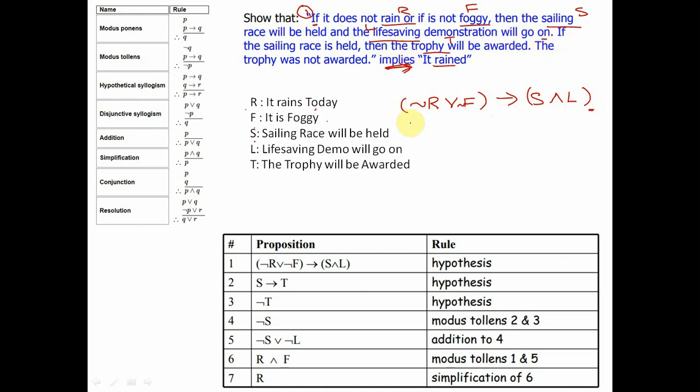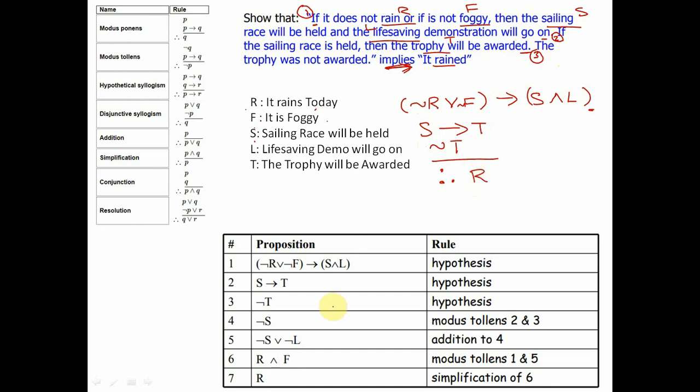If the sailing race is held, then the trophy will be awarded. This is line number 2. The third line says the trophy was not awarded, negation of T. Therefore, this is the conclusion that we want to verify: it rained. That means R.